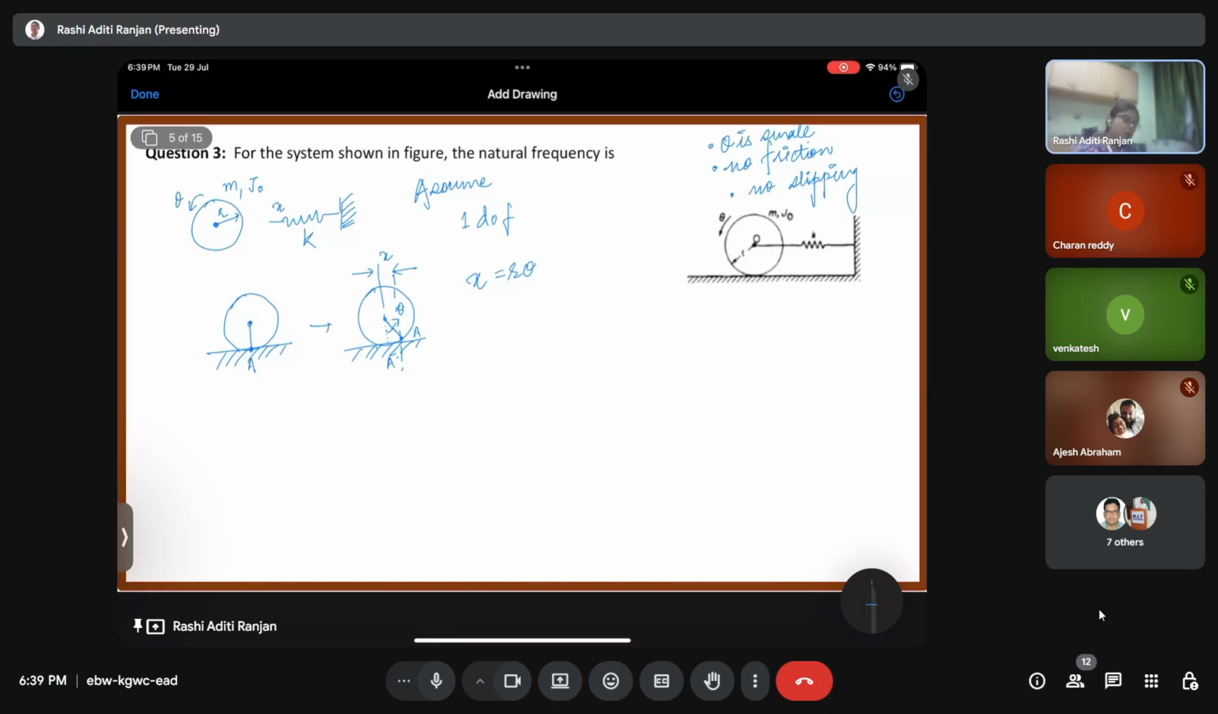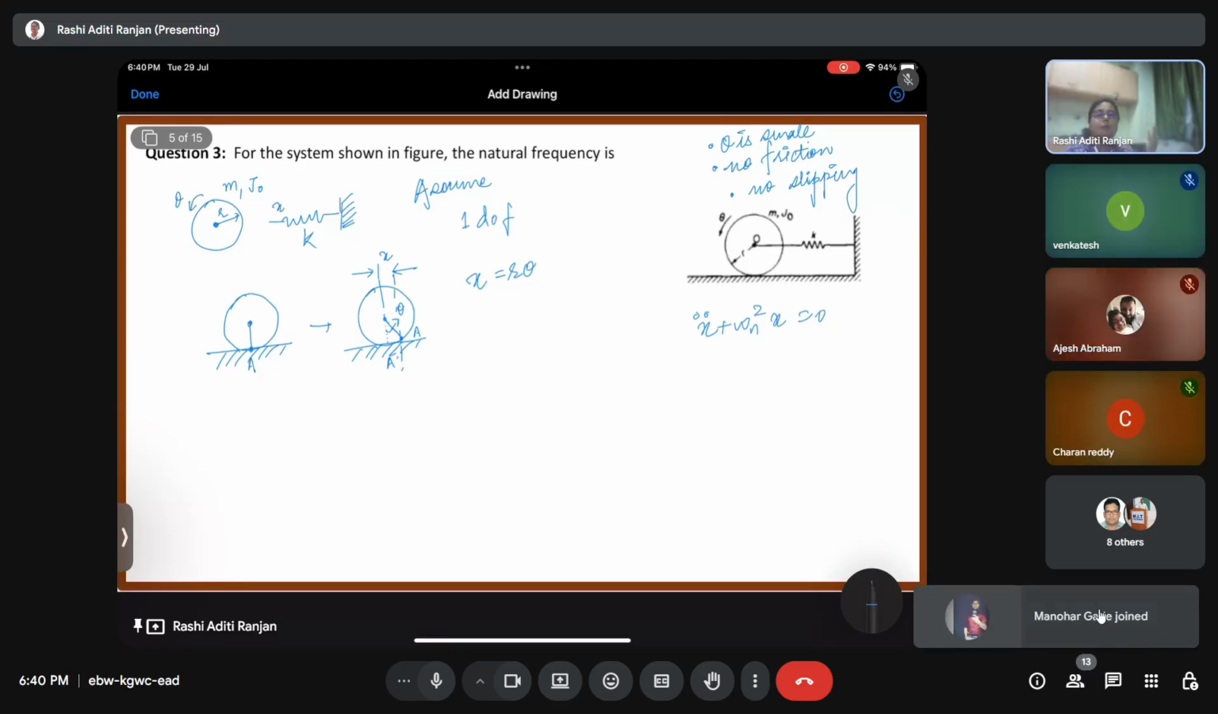Now, for finding out the natural frequency, there are two ways. First, we know under root k by m. So we find the effective k, we find the effective mass, and then we evaluate. Second, we find the equation of motion, because you know that for a system, the equation of motion is something like this. So if we know omega n square, under root of that will be equal to the natural frequency. So we'll go into the second way, which is first finding the equation of motion.